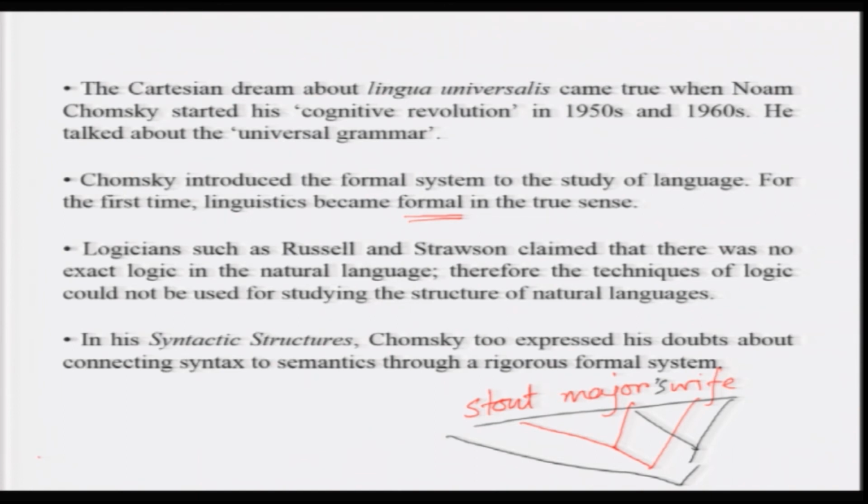And in his Syntactic Structures, Chomsky too expressed his doubts about connecting syntax to semantics through a rigorous formal system. Although Chomsky believed in the universal grammar, also he believed in lingua universalis, he could not really have much trust in a formal system of semantics. It is because everybody doubted the meaning part of natural language. The structural part now would be perfect with the works of Chomsky, it will be perfected rather.